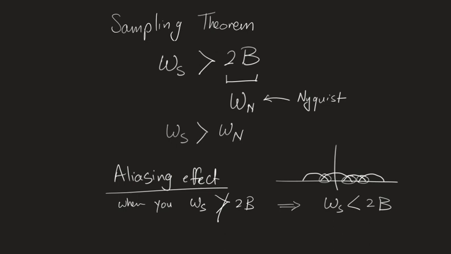Okay? And the Nyquist frequency, you just understand that this is simply double the bandwidth. That's the critical frequency that you have to be above in order to sample correctly. And it's exactly equal to double the bandwidth of your continuous time signal. Okay. Now let's solve an example.